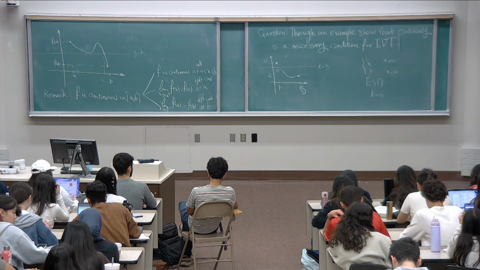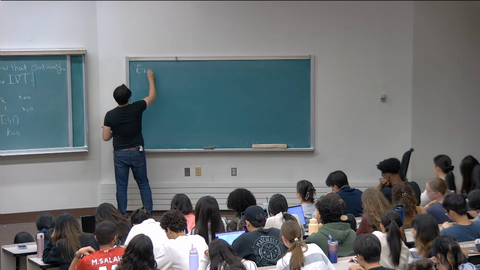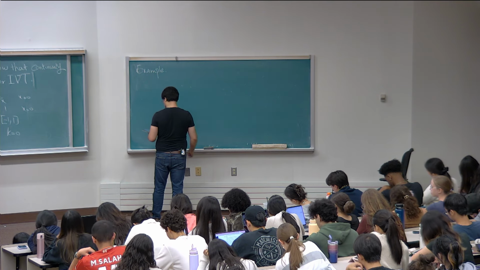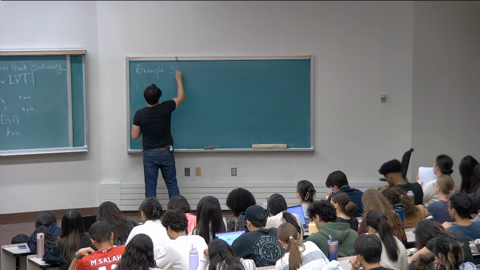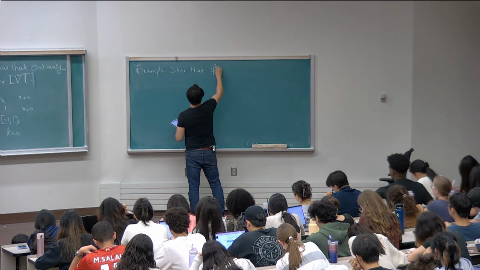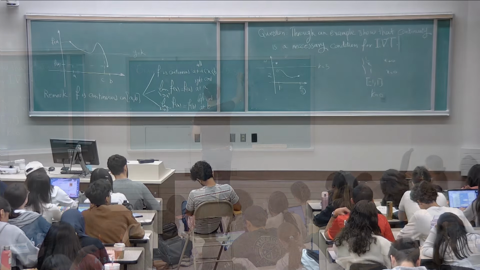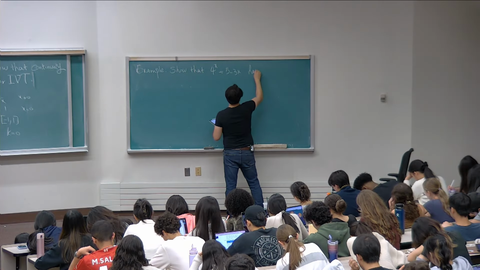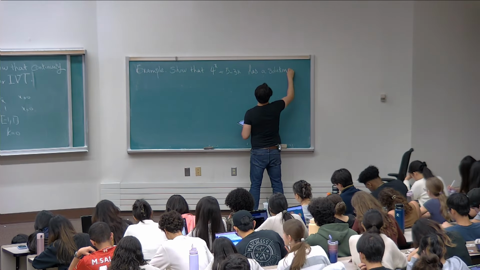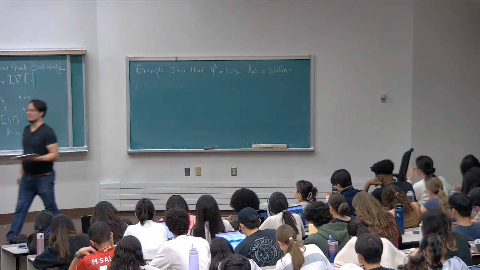Let me write another example of a little bit different nature, but they're all the same things. Show that the equation 4 to the power x is equal to 5 minus 3x has a solution.